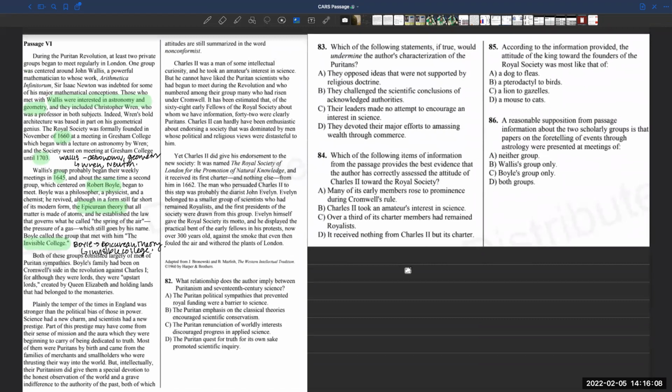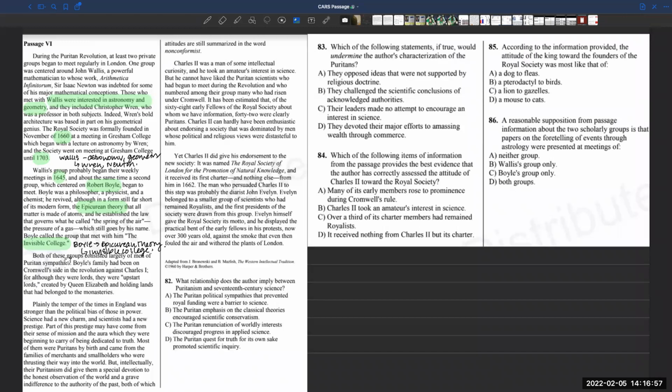So both of these groups consisted largely of men of Puritan sympathies. Boyle's family had been on Cromwell's side in the revolution against Charles I. For although they were lords, they were upstart lords, created by Queen Elizabeth and holding lands that had belonged to the monasteries. All right. Same direction, opposite direction? Same direction meaning we're kind of fleshing out stuff that we've talked about. Opposite meaning we're now just completely transitioning to something that doesn't make sense. Well, I feel like this would be the same direction, right? Because we're still talking about the two groups at this point and really just talking about maybe how they acted or reacted during the war. So I think it would be the same.